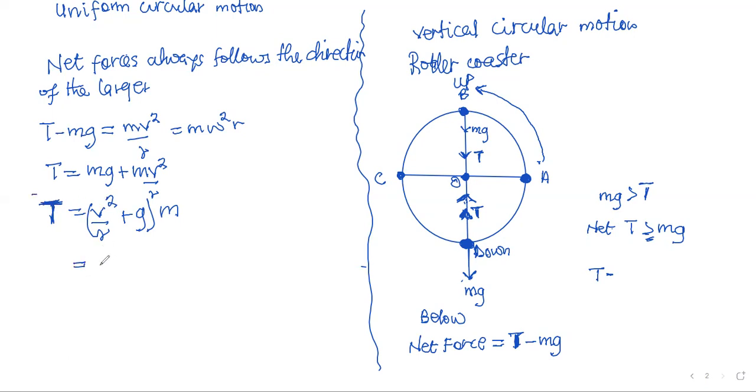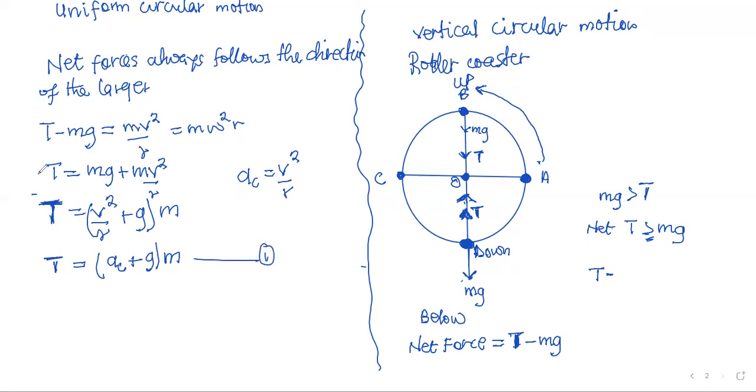V squared over r is the centripetal acceleration. So we can also say that this is equal to (ac plus g) times m, since ac is equal to v squared over r. Okay. So below, this is the expression for the tension within the string.